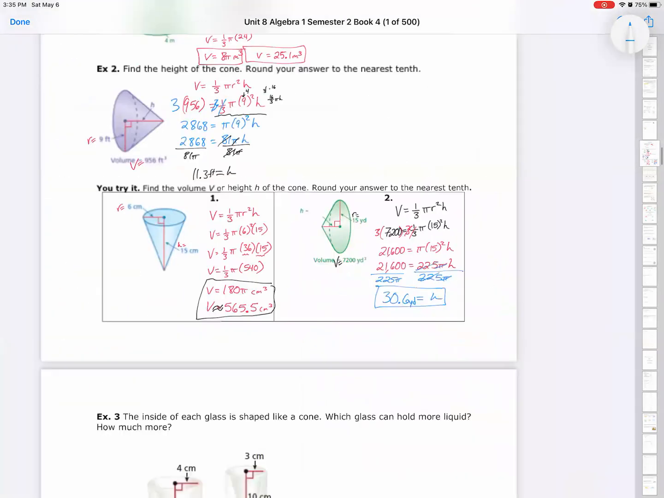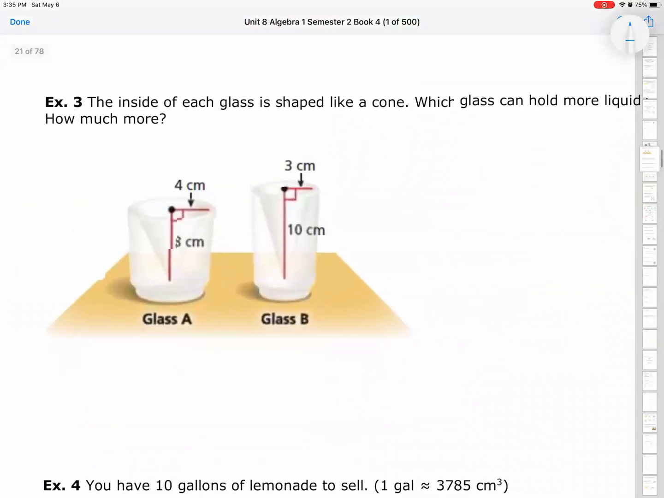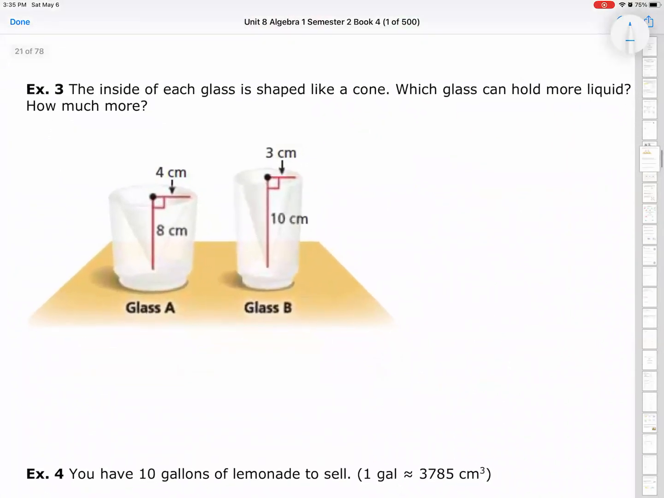All right, now as we move on to example 3, it asks: the inside of a glass is shaped like a cone, which glass can hold more liquid? Essentially, guys, what we're doing here is finding two different volumes. They are cones, and then we're going to compare the two. I'll do the first one, and then I'll let you guys do the second one. So I'll do glass A.